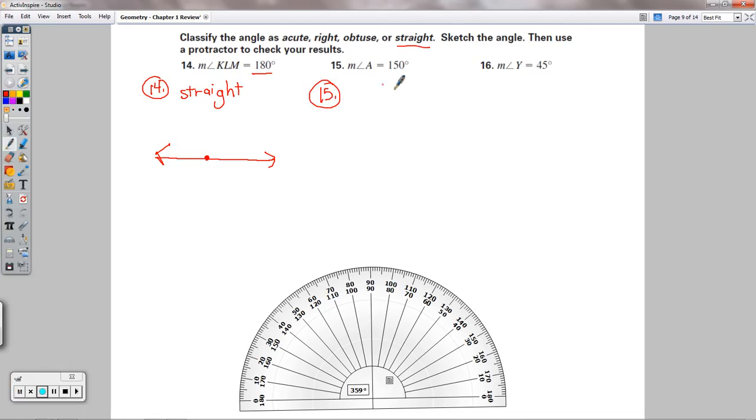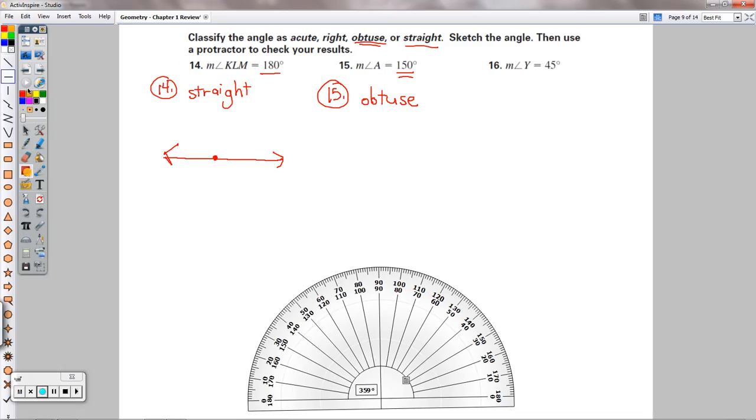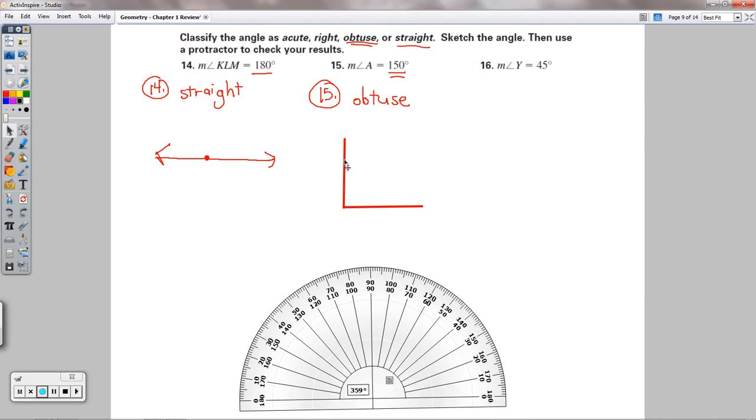15. Anything between 90 and 180, that's the definition of obtuse. And so for this one, we've got an obtuse angle. So sketch the angle. I'll use my straight line tools. I want to use red just because I have been. So 150. 90 would be like that. Pretty close to that. So I want to change one of these.